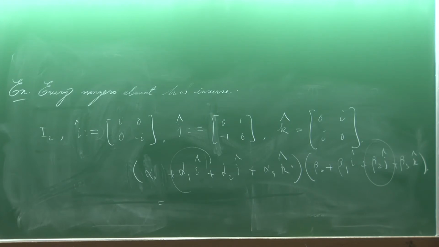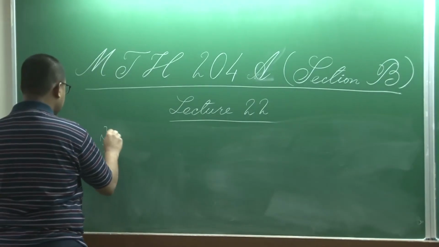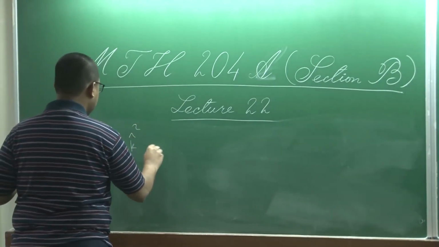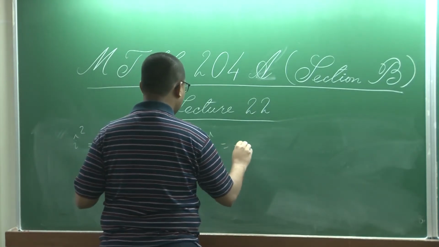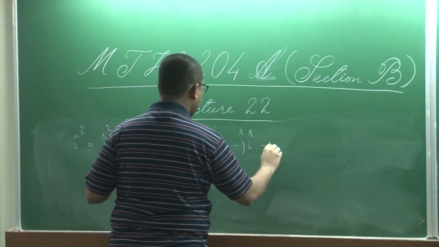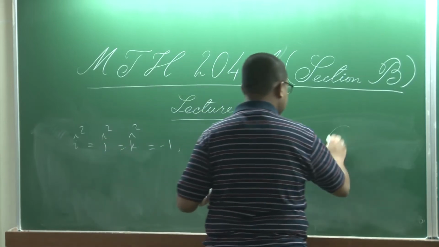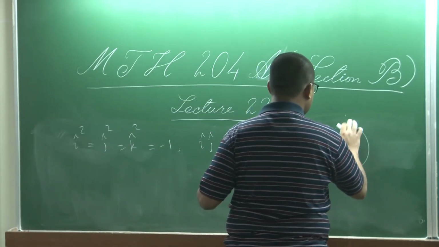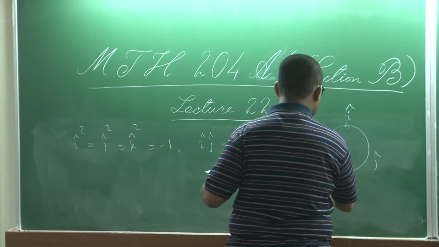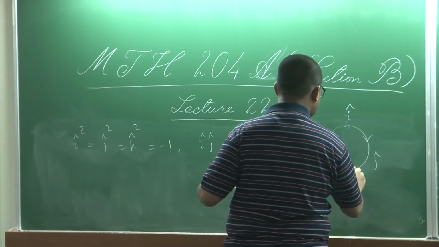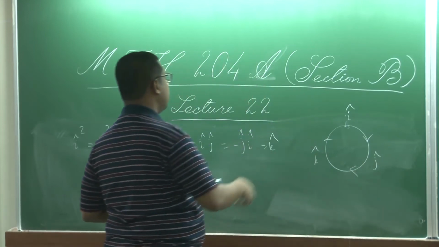So first of all, i squared, j squared, k squared equal to minus 1, and ij equal to minus ji equal to k. So basically it's like this: i hat, j hat, k hat, it rotates along in this way.